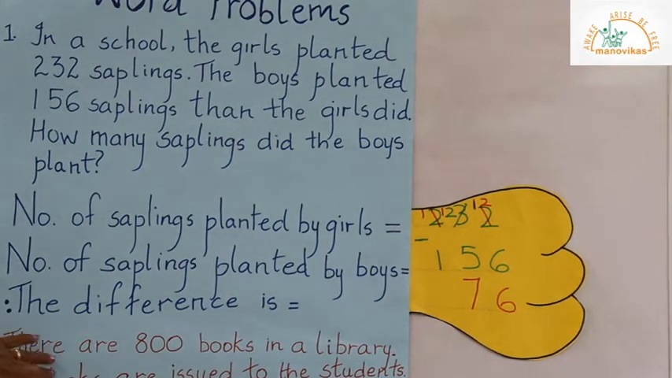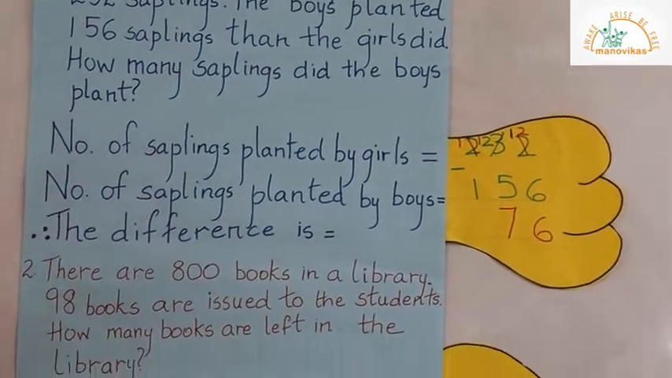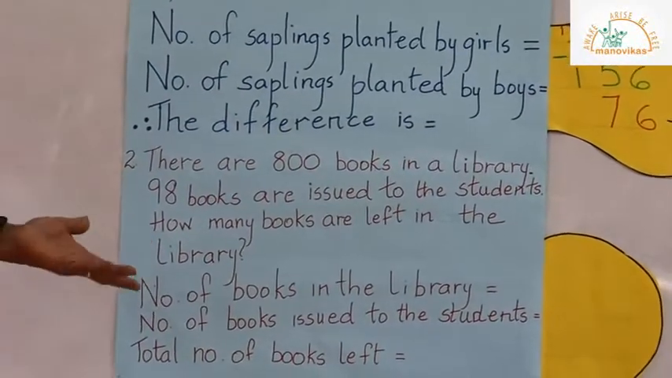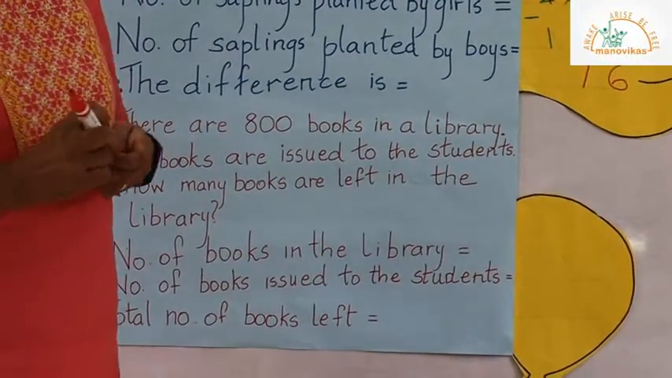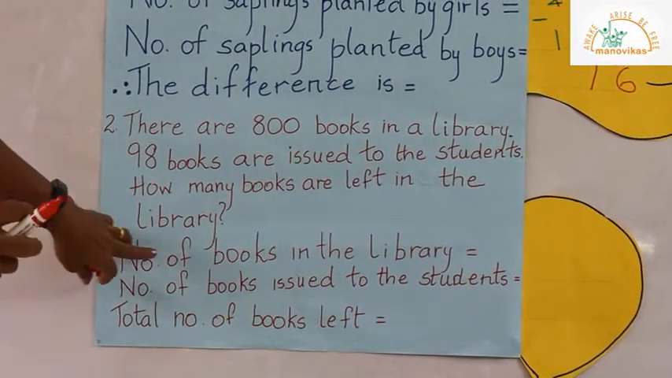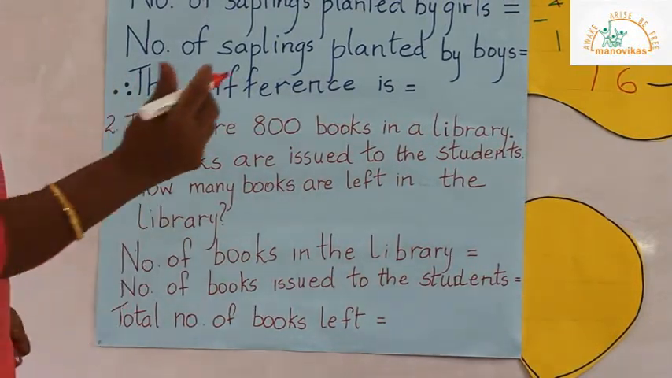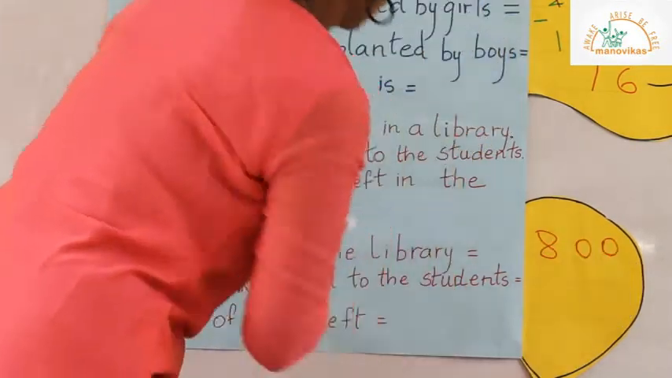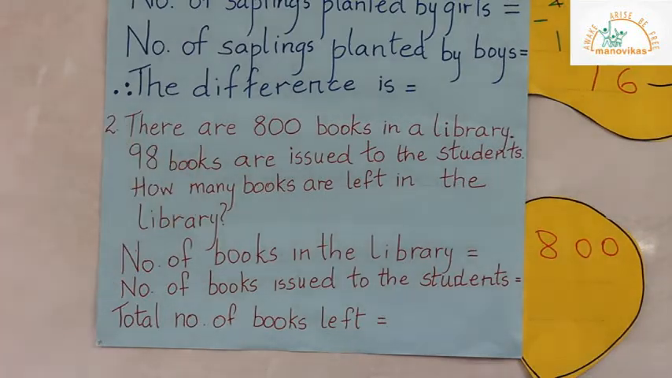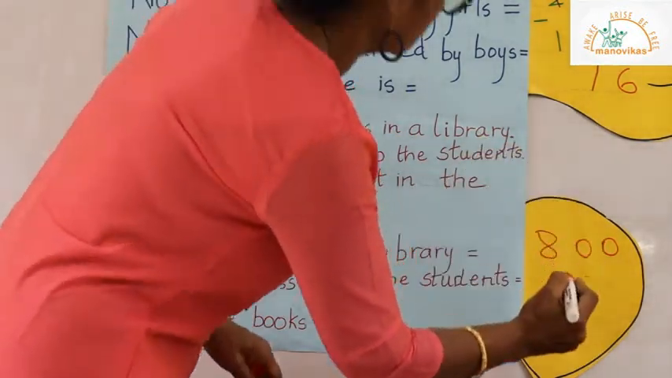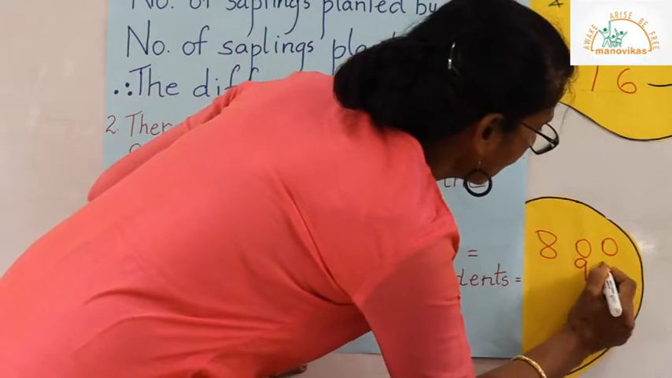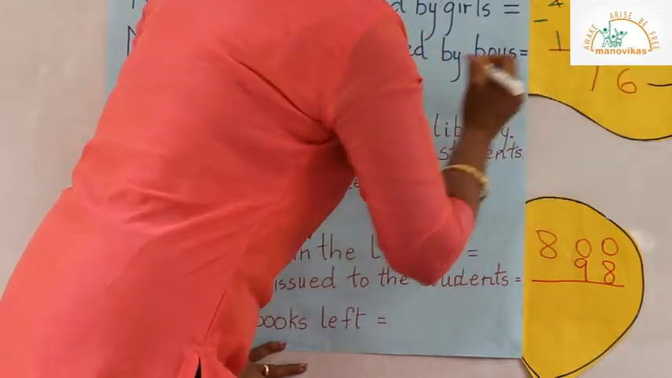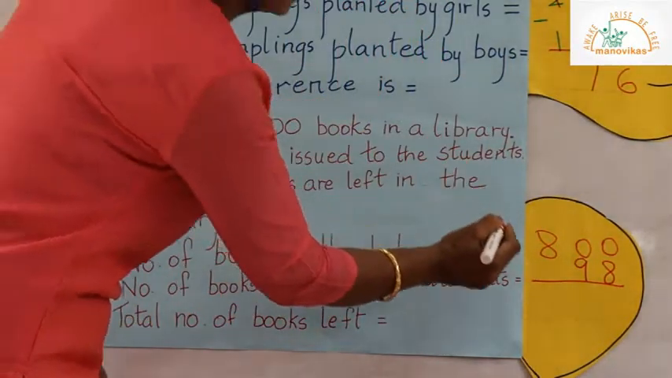problem. There are 800 books in a library. 98 books are issued to the students. How many books are left in the library? We got to find out how many are left. So the number of books in the library are 800. 98 books were given to the students. Now we need to subtract.